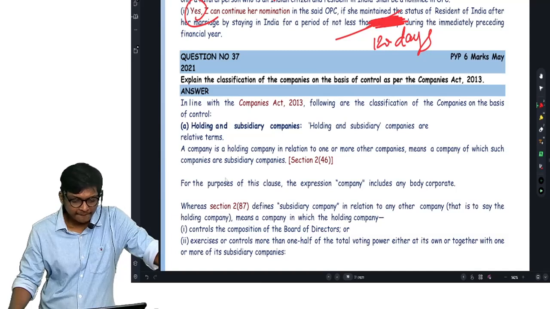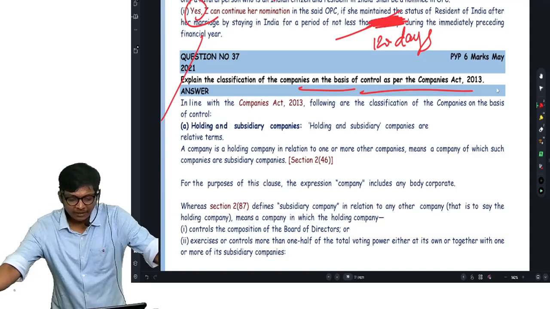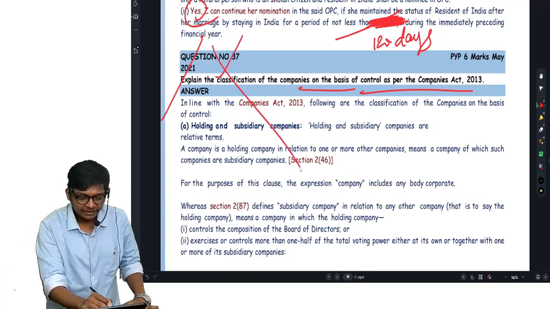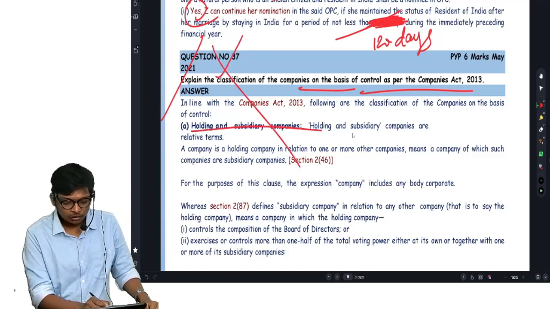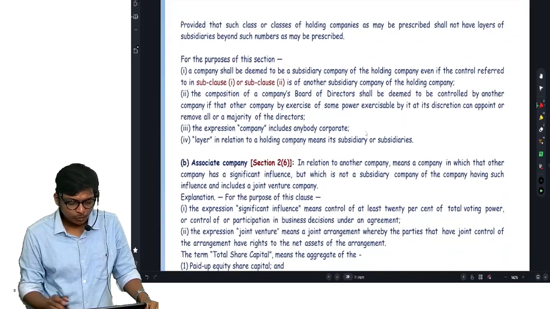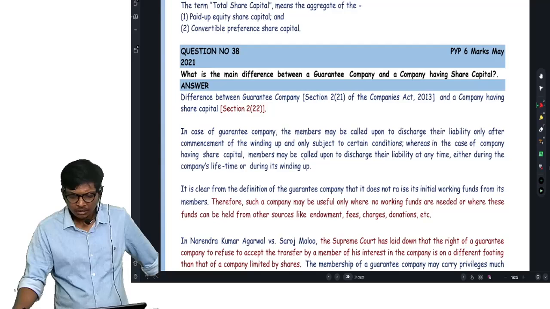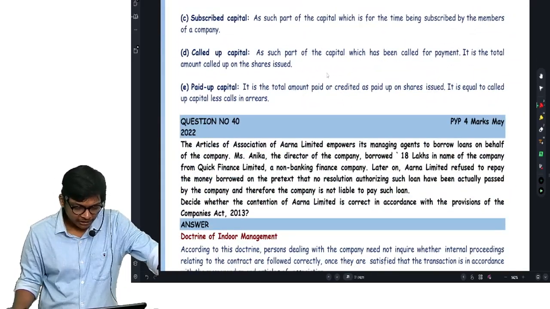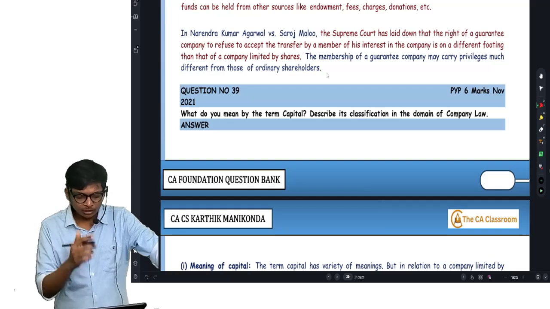Explain the classification of companies based on control. Why they put this direct question, I don't like these kinds of questions. Holding and subsidiary, associate company. So you will explain what is holding and subsidiary, and what is associate company. I'm sure all of you know these, guys. I think 2 questions came direct by mistake. The PDF should not include that.